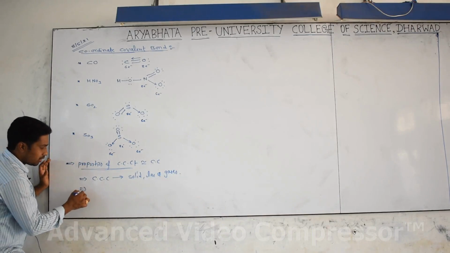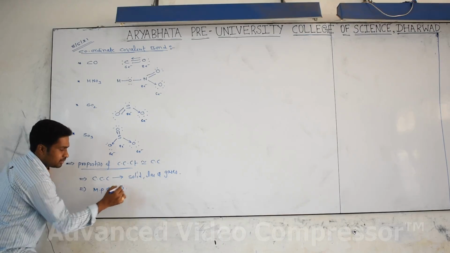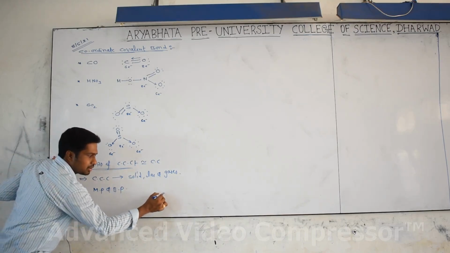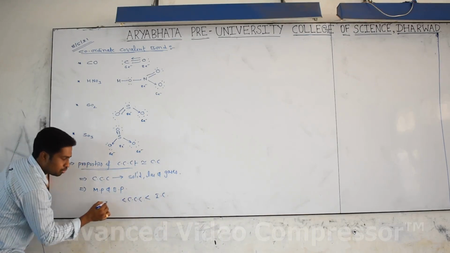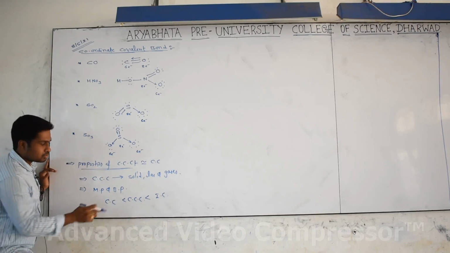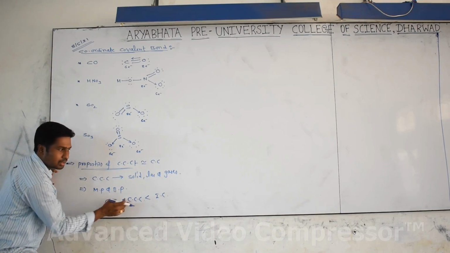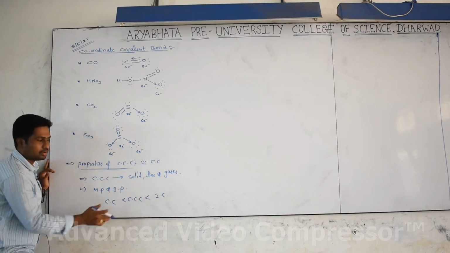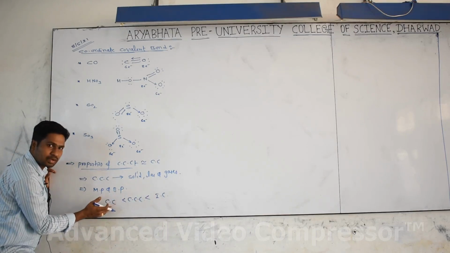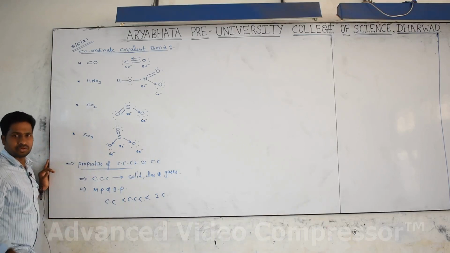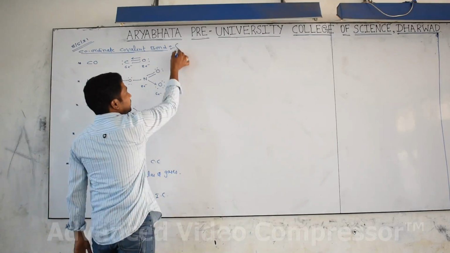And next is the melting point and boiling point. Compared with ionic compounds, these have lower melting and boiling points, but higher than covalent compounds. So the melting and boiling point of coordinate covalent compounds is higher than covalent compounds and lower than ionic compounds. Why? Because compared with ionic compounds they have less force of attraction, but compared with covalent compounds they have more force of attraction. So are you understanding or not? Yes, next we have to go for some other characteristics.